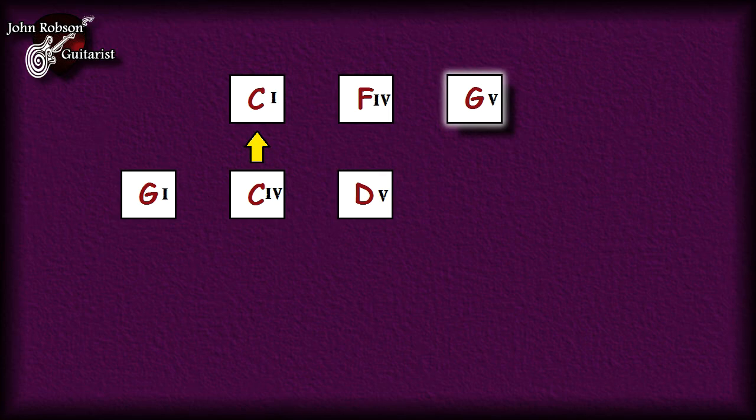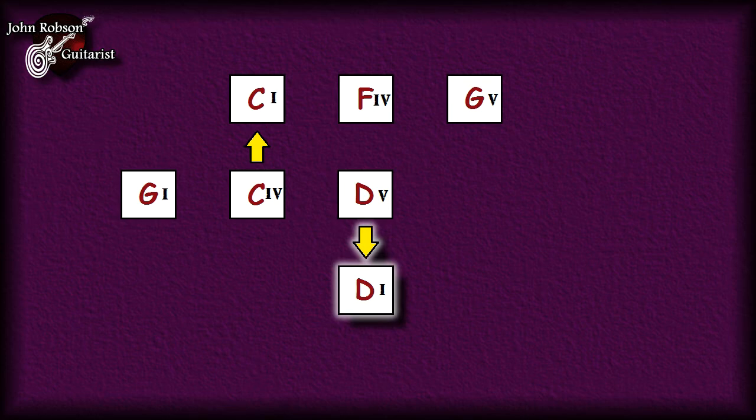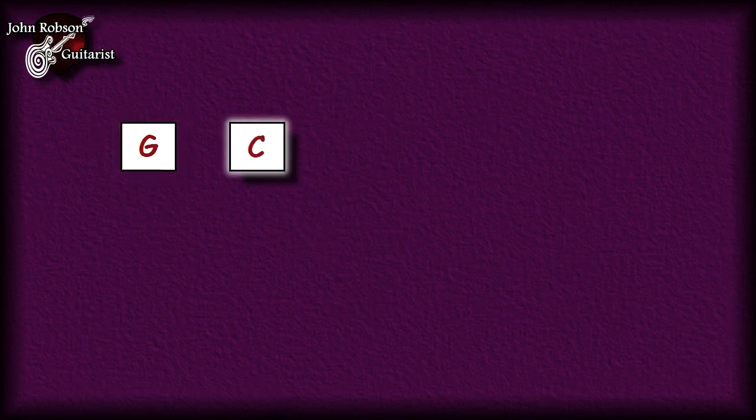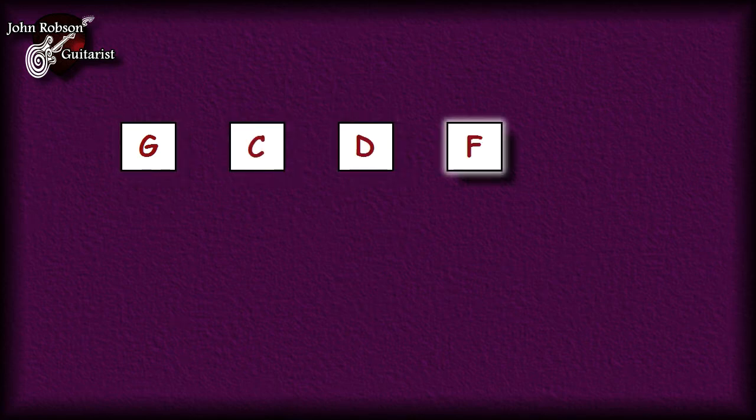Next thing you do is go to the D chord, which was the 5 chord in our original 1-4-5 sequence. And now we treat that as a 1 chord and start looking for the 4 and 5 chords with respect to the D chord, which are G and A. And if we remove all of the chords which have been duplicated during this process, then we find we have 5 major chords rather than the 3 we started off with, and they are G, C, D, F, and A.